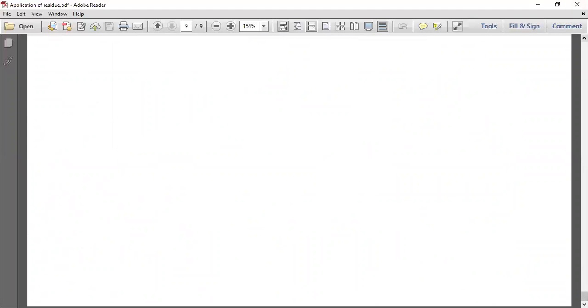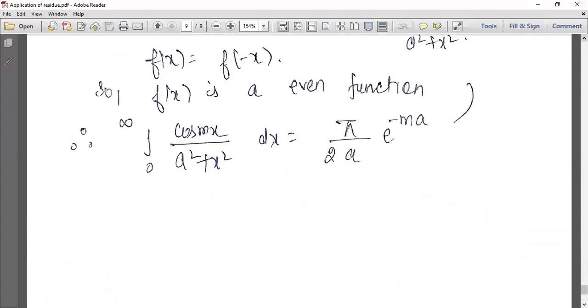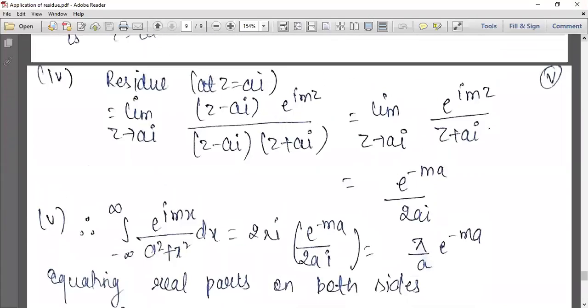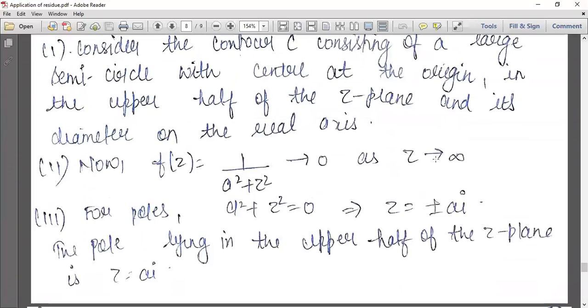In the second part I will check whether f of z approaches 0 as z tends to infinity or not. Just remember, in type second I checked z f(z). Here I will check for f(z) only. So small f(z) is 1 divided by a square plus z square, which goes to 0 as z tends to infinity. Now I need to calculate the poles.